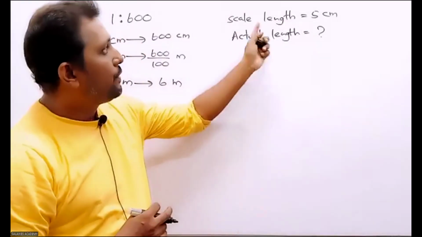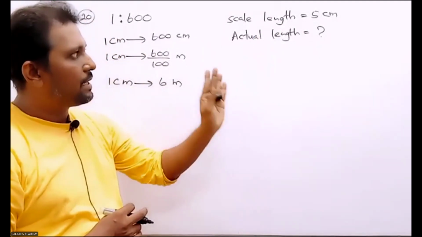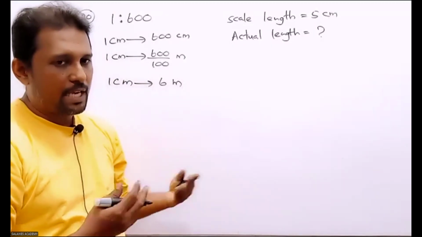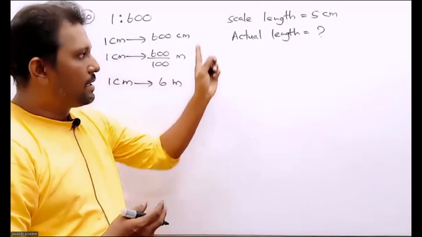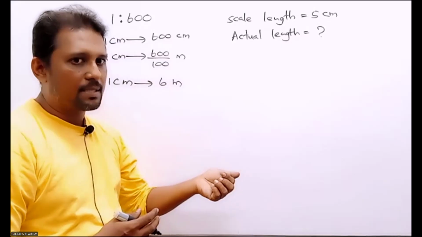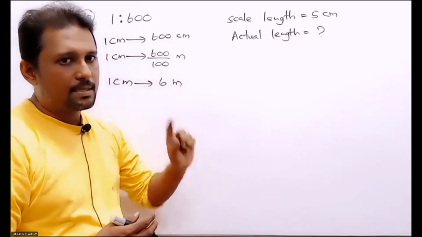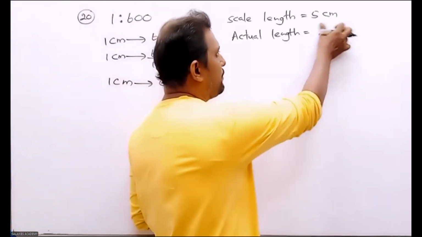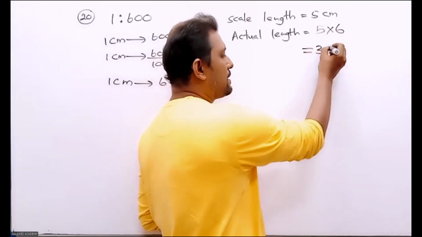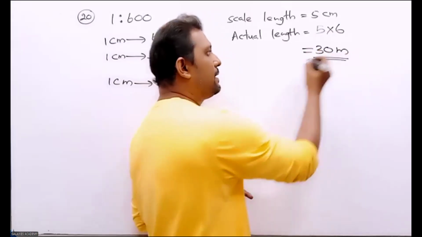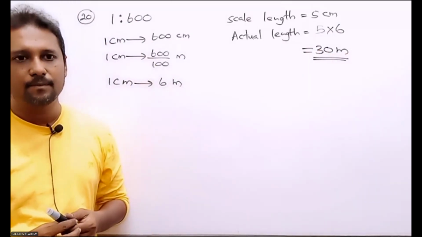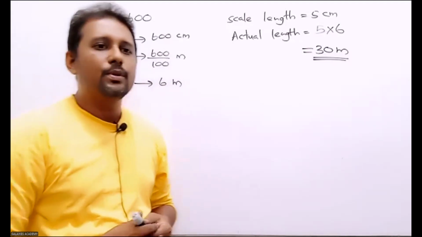If you draw a 5 centimeter straight line, which actual length does it represent? 1 centimeter represents 6 meters, no? So 5 centimeters represent 5 multiplied by 6, right? 5 multiplied by 6. So what is the answer? 30 meters. 30 meters. Right. Now you can check.